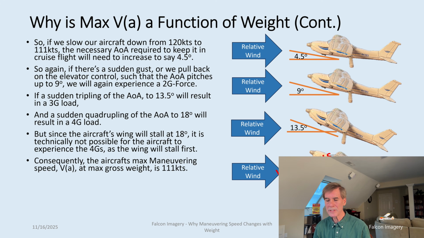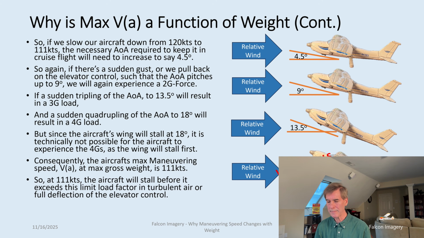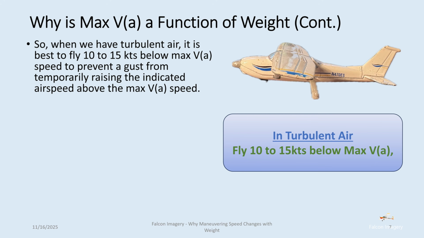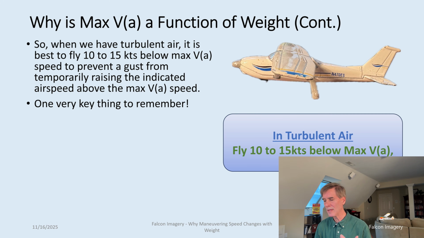Consequently, the aircraft's max maneuvering speed in this case would be 111 knots at max gross weight. So at 111 knots, the aircraft will stall before it exceeds the limit load factor in turbulent air or full deflection of the elevator control. So when we have turbulent air, it is best to fly 10 to 15 knots below max VA speed to prevent a gust from temporarily raising the indicated airspeed above the max VA speed. So in turbulent air, you try to fly 10 to 15 knots below that VA speed so that you don't then cause damage to the aircraft.